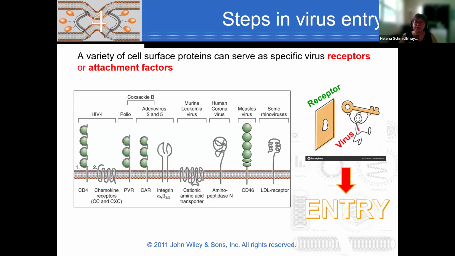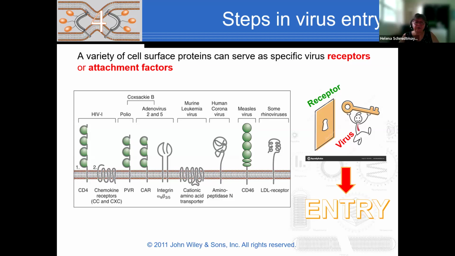So the virus binds to them temporarily, and this triggers concentration of the virus on the surface of cells, but those proteins or glycoproteins cannot mediate entry, so they are just attachment factors. A real receptor can mediate viral entry upon binding.